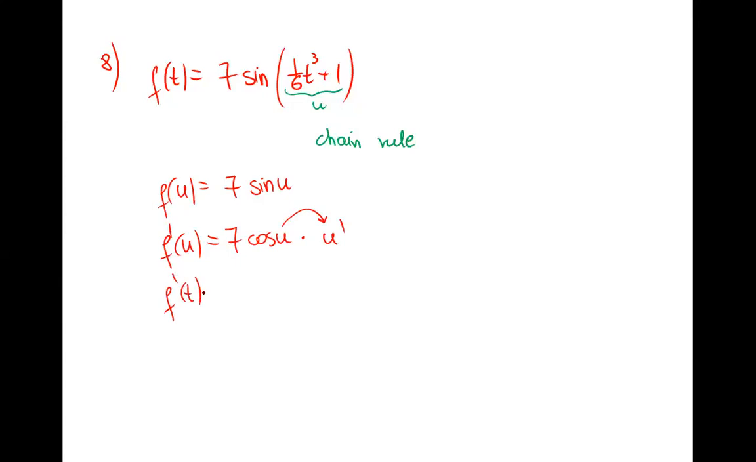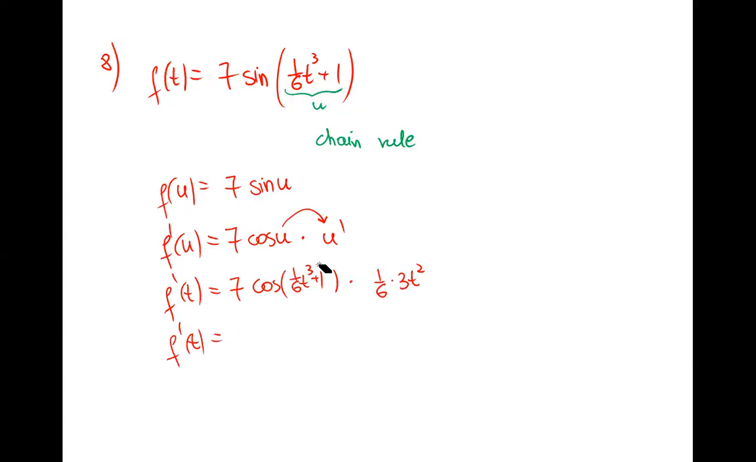Let's substitute back the original variable. It will be cosine of u, and u is 1/6 t cubed plus 1. The derivative of 1/6 t cubed plus 1 is 1/6, and the derivative of t cubed is 3t squared. Okay, let's clean it.